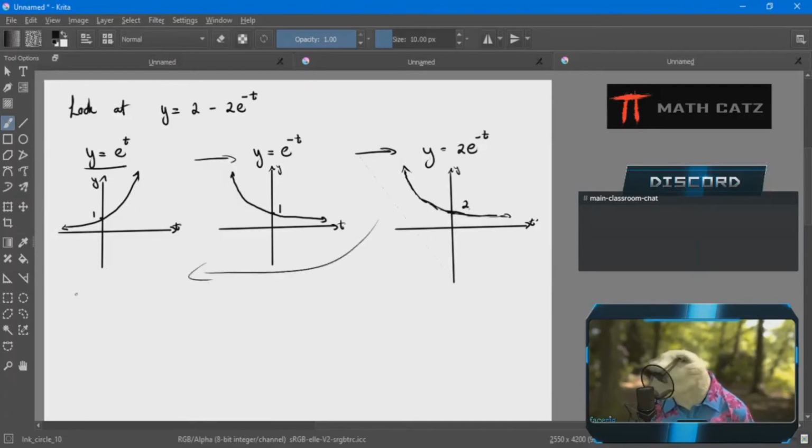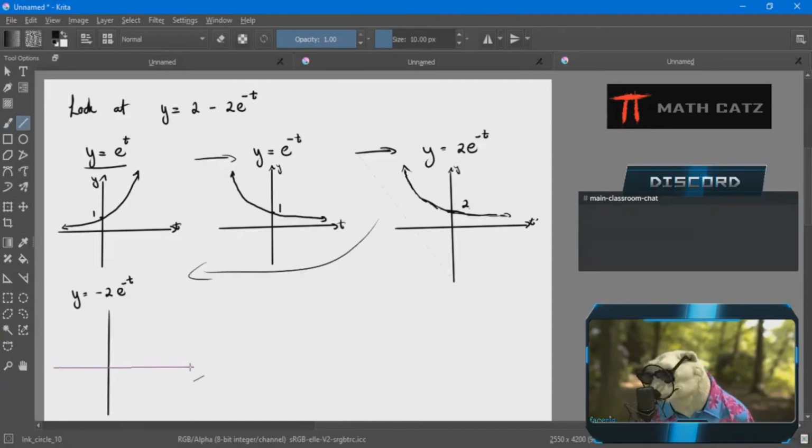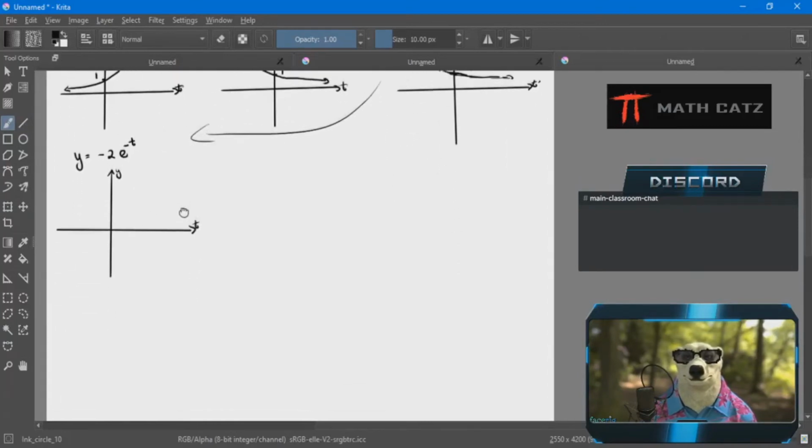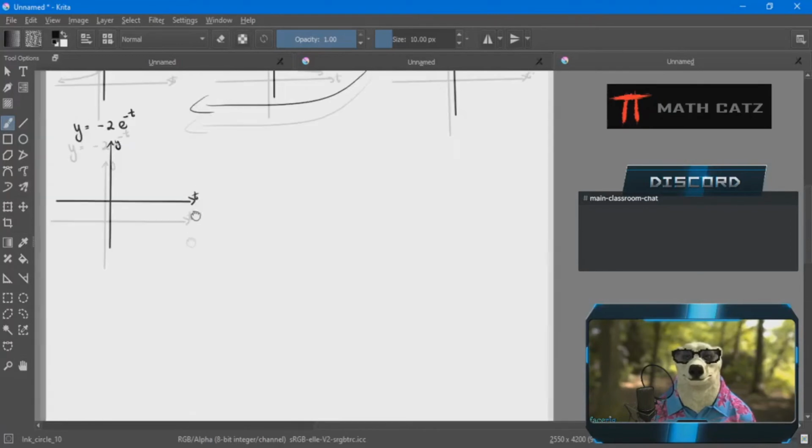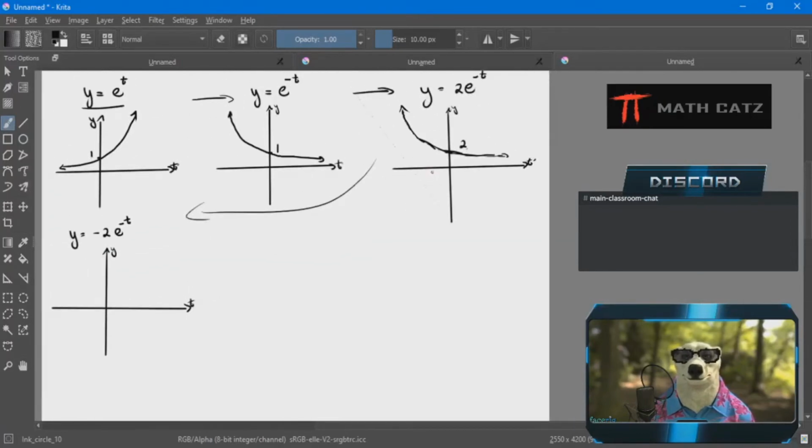Then I will take that and multiply the whole right-hand side by a negative. The 2 and the negative are viewed as separate transformations for convenience. What happens now? That is a reflection of the previous graph in the t-axis. It's a vertical reflection. So that is going to put it over here, with the new y-intercept being at negative 2.